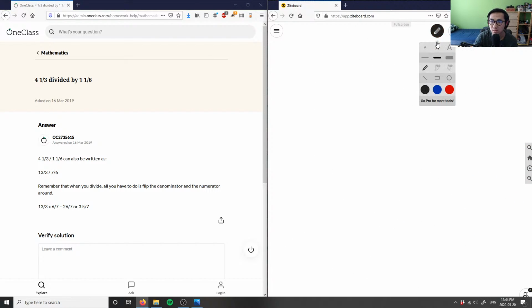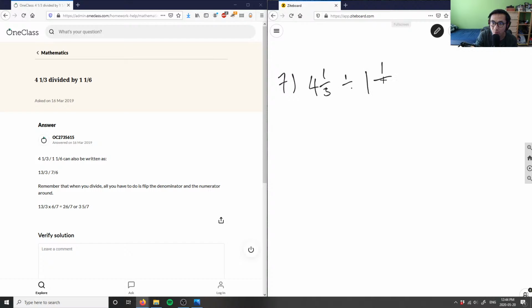Let's look at 7 here. I think they wanted to write 4 1/3 divided by 1 over 16. Yeah, I think 1/16 here. So I think they wanted to just divide these two fractions. So I have 4 1/3 and 1/16. Sorry, 4 1/3, not fifths here.